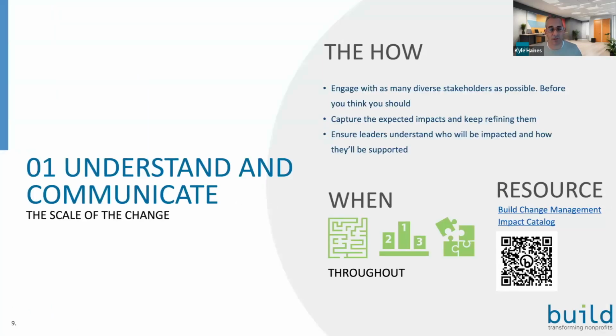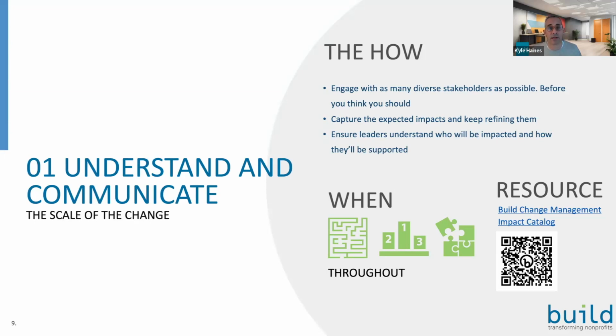So one of the first differentiators is around understanding and communicating the extent to which an organization is going to be expected to change. And I'd note that on this slide, there's a QR code, and as well, for those of you digesting this later who have a copy of the presentation, there's a link for our change management impact catalog. Why I think this is so important is, one of my colleagues is fond of saying that change management really starts at the beginning, at the assessment phase.